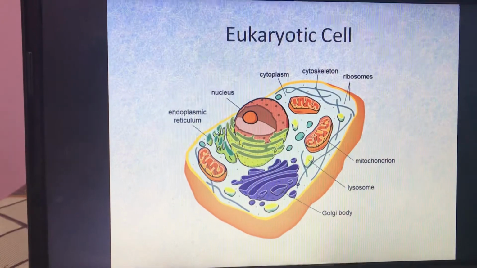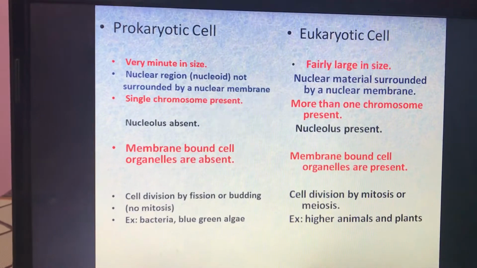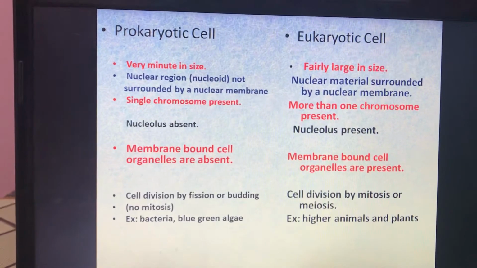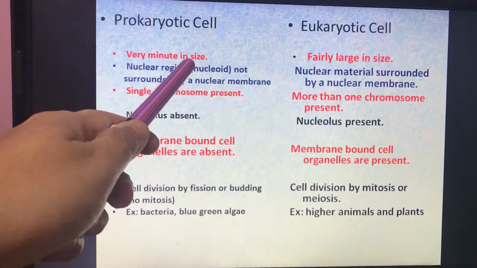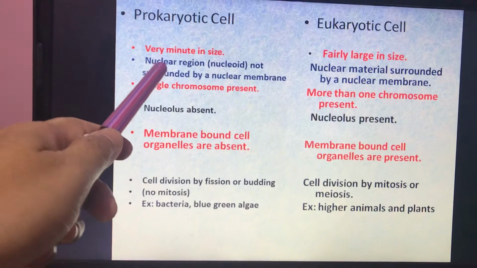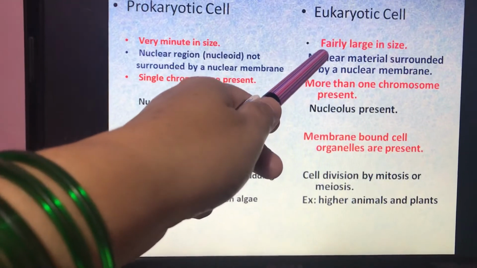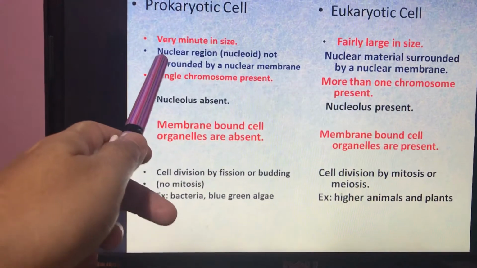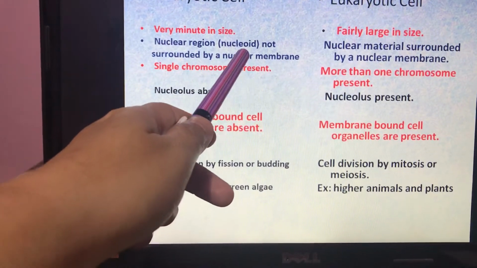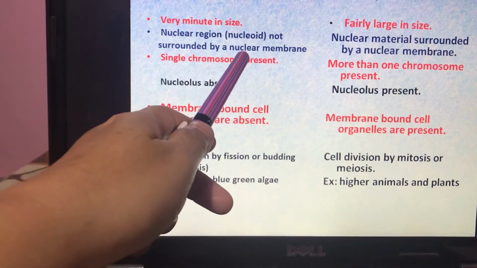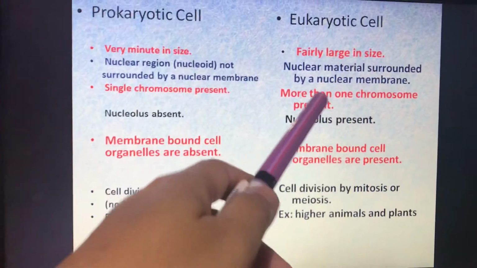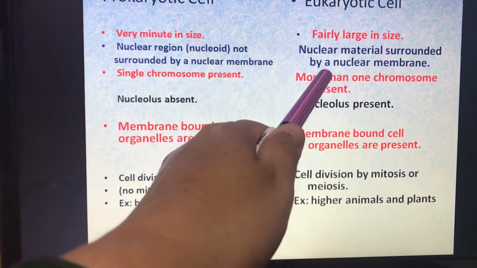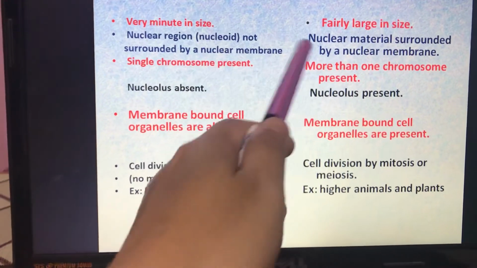Now in the next slide we'll see the difference between a prokaryotic cell and a eukaryotic cell. So prokaryotic cells are very minute in size, generally they are small in size, and eukaryotic cells are fairly large in size. Their size is bigger than these cells. Nuclear region, nucleoid, not surrounded by nuclear membrane. It does not contain any nuclear membrane. Here the nuclear material is surrounded by nuclear membrane.